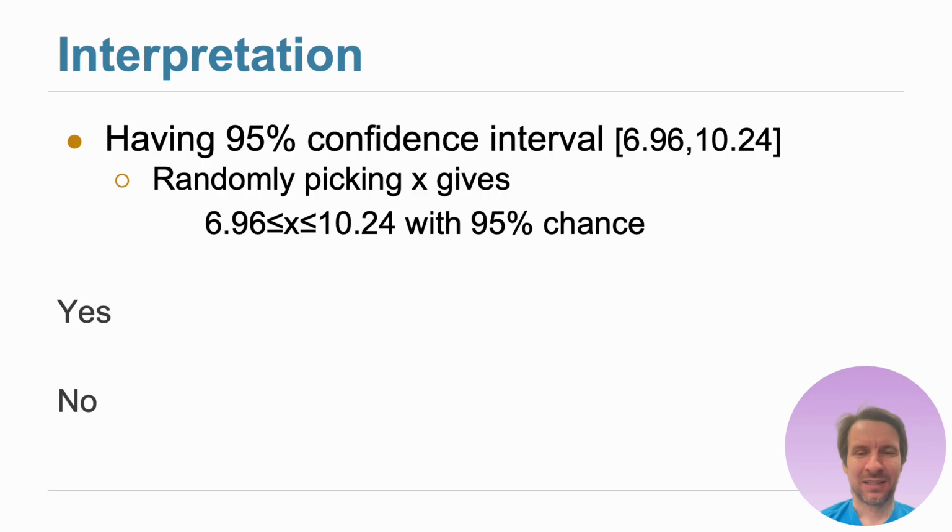Here are some other interpretations of it. Having a 95% confidence interval, does it mean that if you randomly pick x, it will be in this interval with 95% chance? Yes or no? No. The only thing the confidence interval is talking about is the mean of the values x. It doesn't say anything about the x itself when you pick a random number. So this is not the right interpretation.